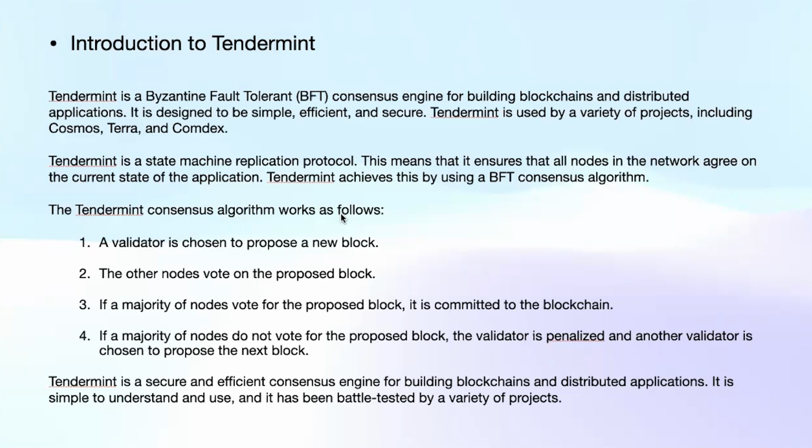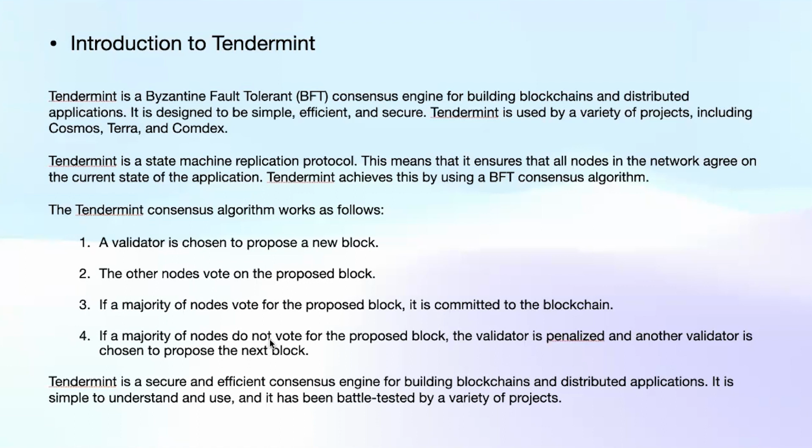So when a transaction is created, a validator proposes that transaction into a block. And how is it done? The first step is that a validator is chosen to propose a new block. The other nodes vote on the proposed block. Only the validator proposing the block doesn't make the block. All the other validators need to agree on that specific transaction, that yes, this transaction is right and not malicious. And if the majority of nodes vote for the proposed block, it is committed to the blockchain.